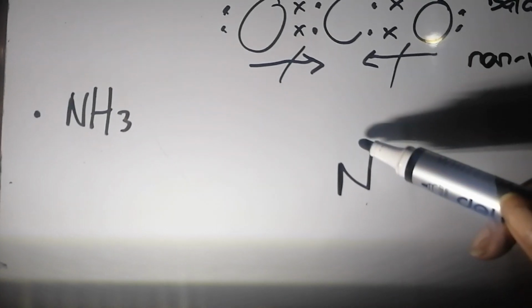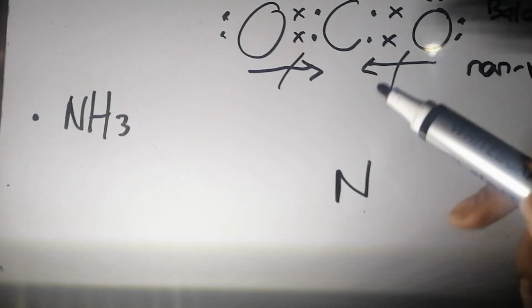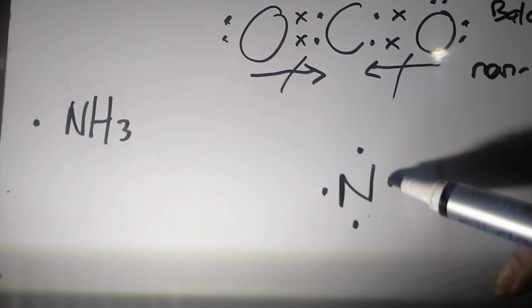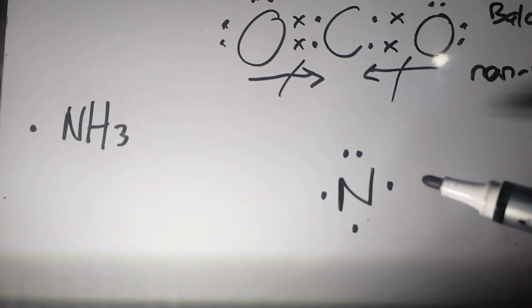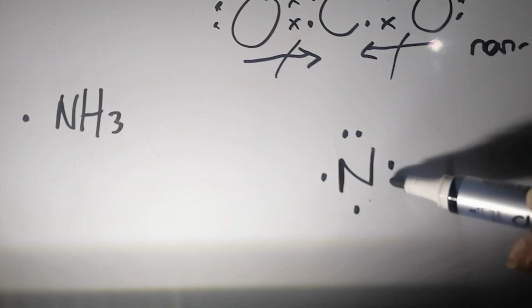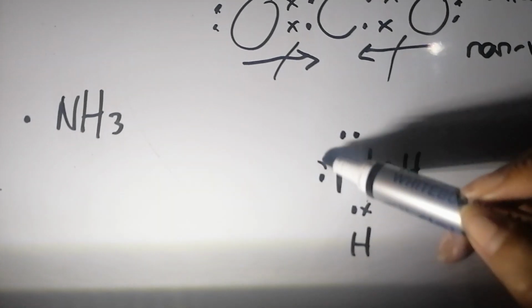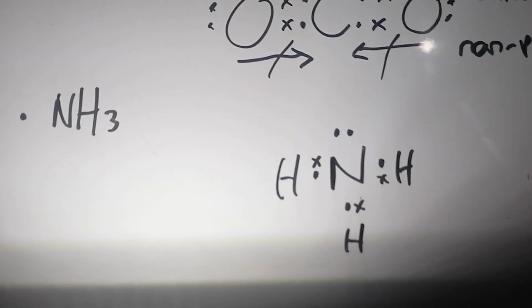Okay, then let's look at NH3. So I have my N. N is 5. So I have 1, 2, 3, 4, 5. And now my H's, I know one's going to bond here, one's going to bond here, and another's going to bond here. So I've got my shape.